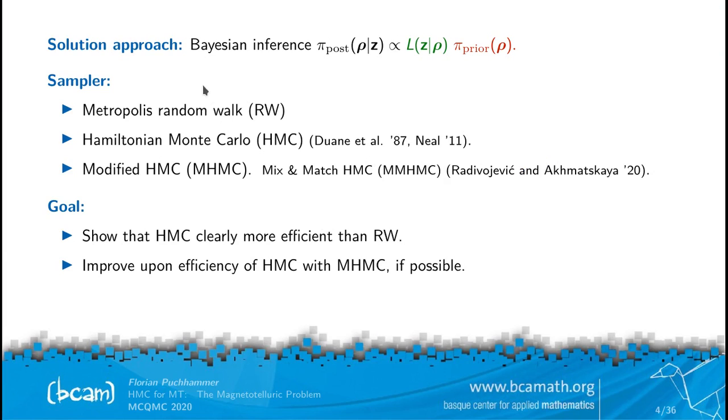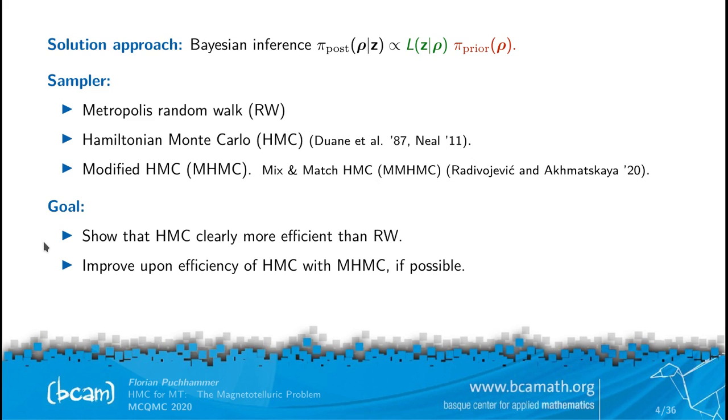Since I already used the term infer, the solution approach is Bayesian inference, so we choose the posterior proportional to the likelihood times a prior, and we sample from this posterior with three different samplers, namely Metropolis Random Walk, HMC, which was introduced by Duane and others in '87, but was translated into computational statistical setting by Neal, and modified Hamiltonian Monte Carlo, which was just very recently translated into the statistical setting in this paper under the name Mix and Match Hamiltonian Monte Carlo.